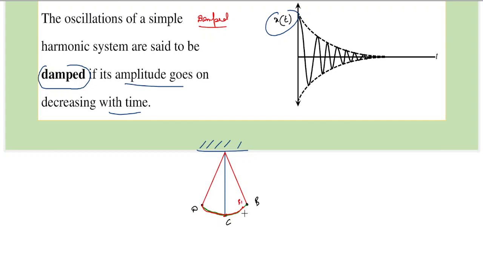Now this decrease in the amplitude is because of the energy being lost. The energy for a simple harmonic motion is given as half k a squared. If energy has been lost, the spring constant k will not change, so it implies that the amplitude a is also decreasing.